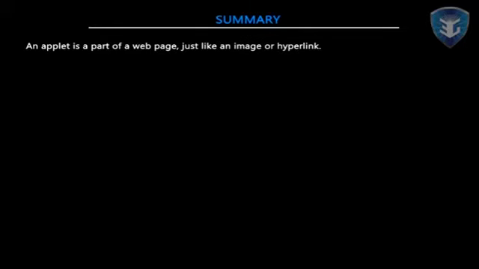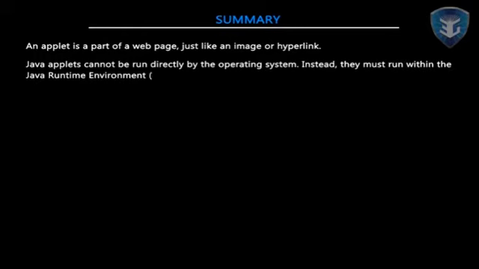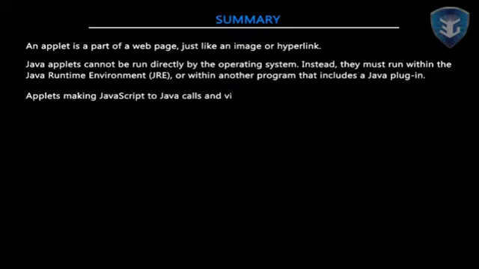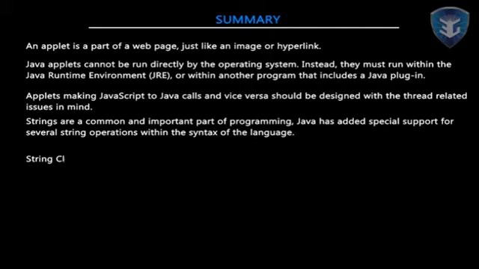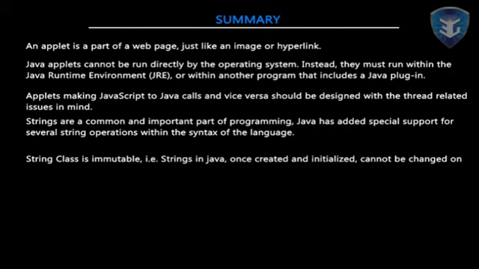Now in the end, let us summarize what we have learned in this lecture. An applet is a part of a web page, just like an image or hyperlink. Java applets cannot be run directly by the operating system. Instead, they must run within the Java Runtime Environment, JRE, or within another program that includes a Java plugin. Applets making JavaScript to Java calls and vice versa should be designed with thread-related issues in mind. Strings are a common and important part of programming. Java has added special support for several string operations within the syntax of the language. The String class is immutable. Example, strings in Java, once created and initialized, cannot be changed on the same reference.